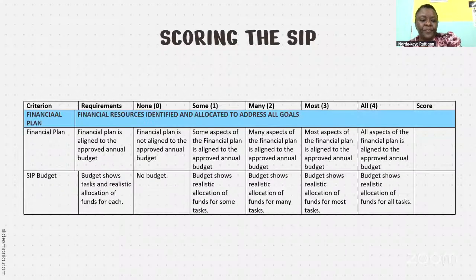Your financial plan must be aligned to the approved annual budget. Remember I said try to get at least a working current price of things when you're setting the money part of your SIP, because it has implications for your annual budget. If you don't write down the right price, you're not going to get the money to complete what you need. Or you must be able to state how you're going to acquire the funds. And it must be realistic.